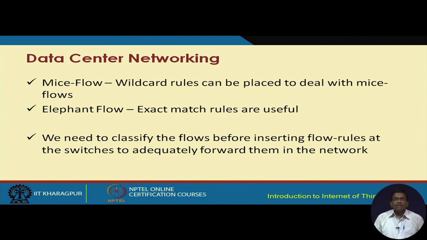So, what is suggested is, for the mice flow, wildcard rules can be placed to deal with these flows, and for the elephant flows, what is required is to have an exact match of the rules. So, we need to classify the flows before inserting the flow rules at the switches to adequately forward them in the network. If it is an elephant flow, we have to have an exact match. If it is a mice flow, we will go for a wildcard match.